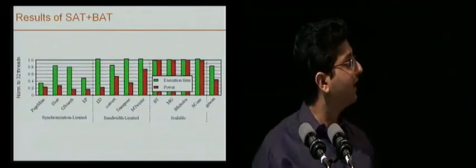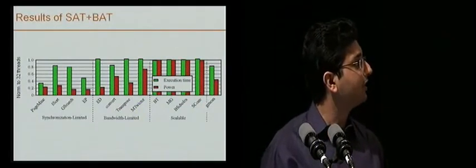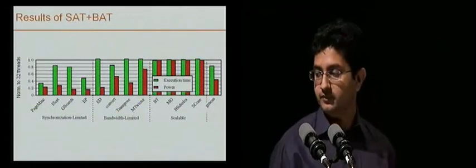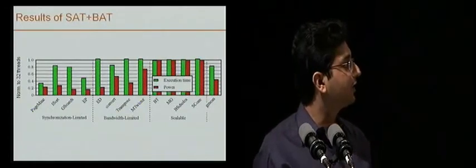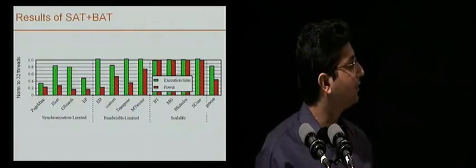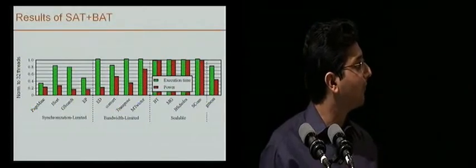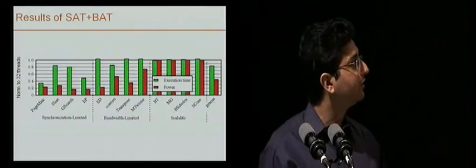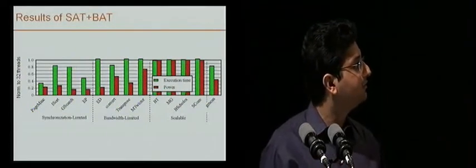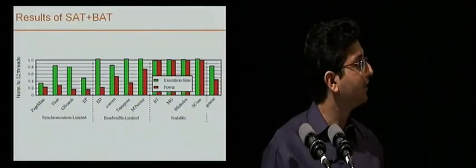This graph shows the execution time and power for SAT plus BAT normalized to the case with 32 threads. Workloads are split into 3 categories. For synchronization limited workloads, SAT plus BAT reduces both power as well as execution time. For bandwidth limited workloads, SAT plus BAT reduces power without impacting the execution time, except in case of convert.